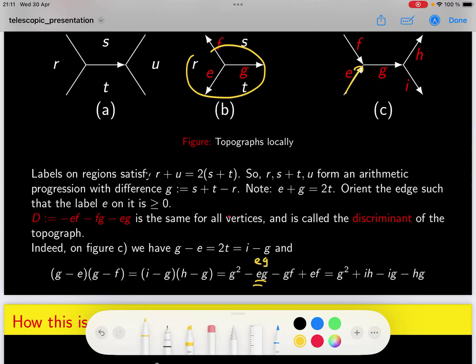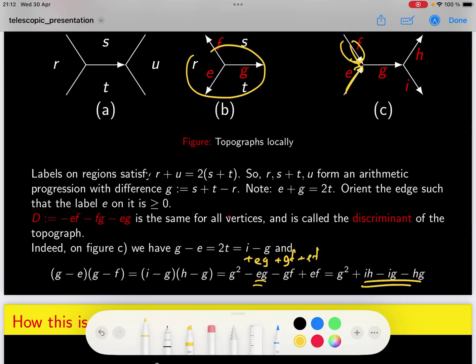So the same about GF. G, F is oriented in the wrong direction, so I should change the sign. So here I have plus GF. And for E and F, both of them are oriented in the wrong direction, so when I change the sign, it will be just plus EF. And the same is here.